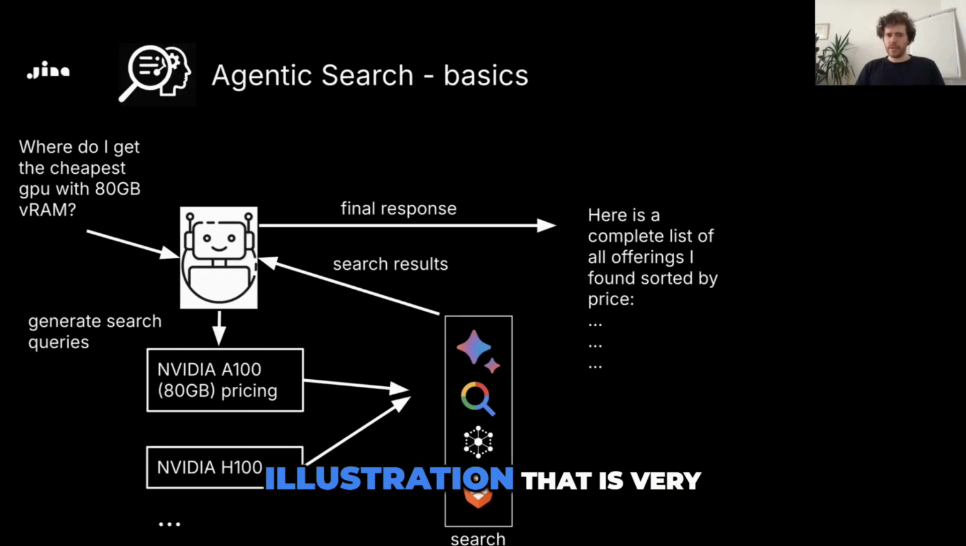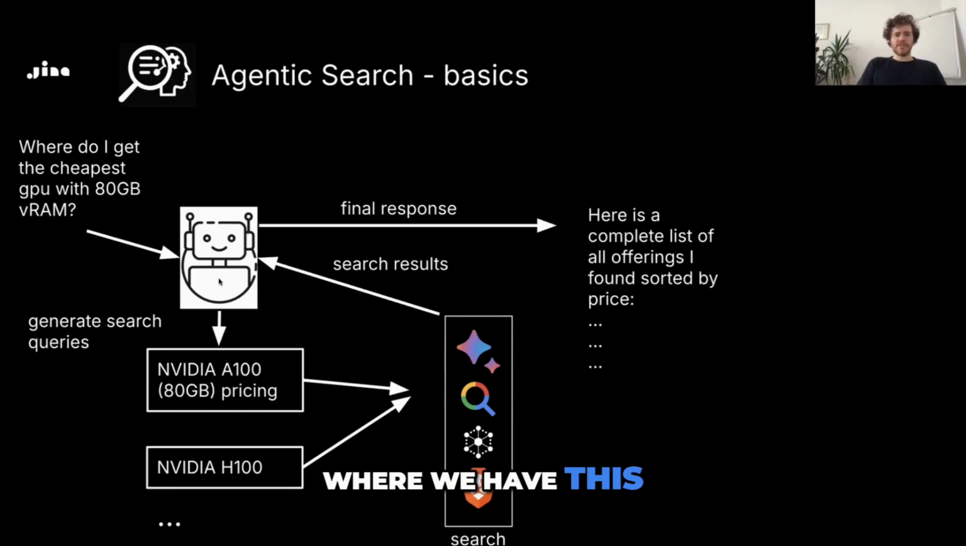And here I give you an illustration that is very common in this space. When you see a talk, then often you see this kind of illustration where we have this friendly looking robot in the middle, and then there is a query coming from the user. In this case, the user is interested in the cheapest GPU with 80 gigabytes VRAM. That's it. The user wants to have the cheapest one. And now the agent is taking over the task.